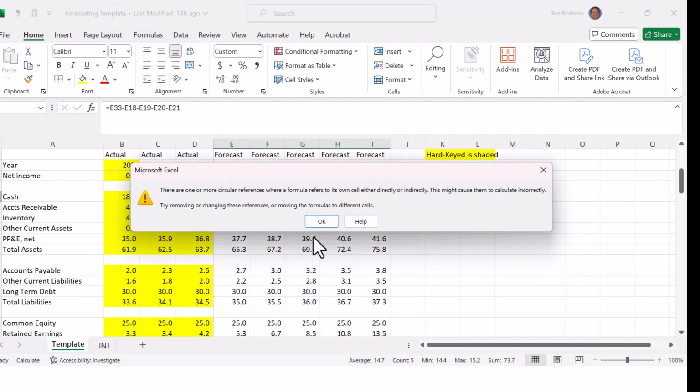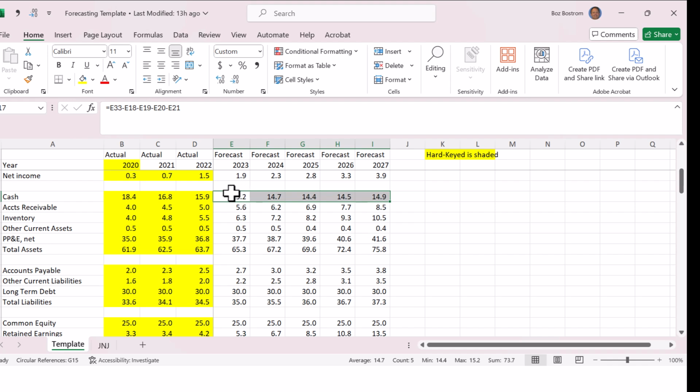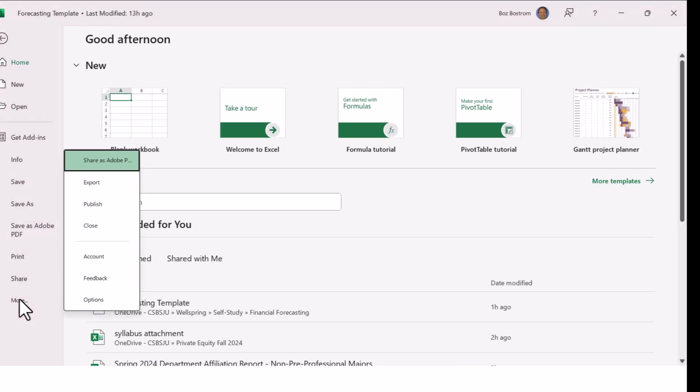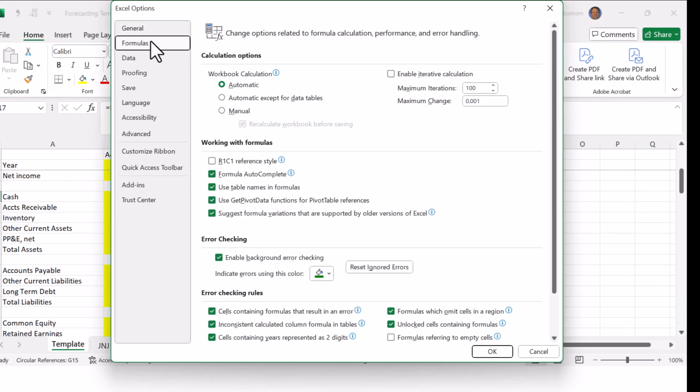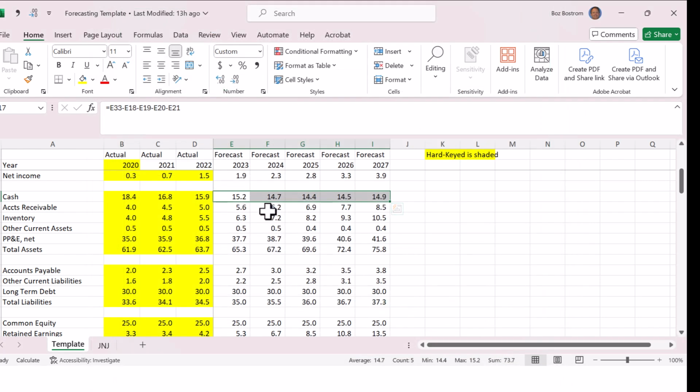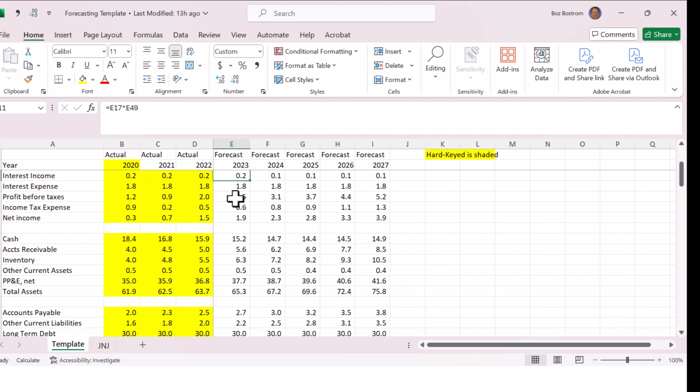You can see that it's got circular references, and often, depending upon when you did it, it might even just kind of zero those amounts out. It says you got circular references there, but I want to go to file, more, options, formulas, enable iterative, okay, because what's happening here is that when we put in this amount for cash, it actually increased interest income when we insert an amount for cash here. When we increase interest income, that increases net income.